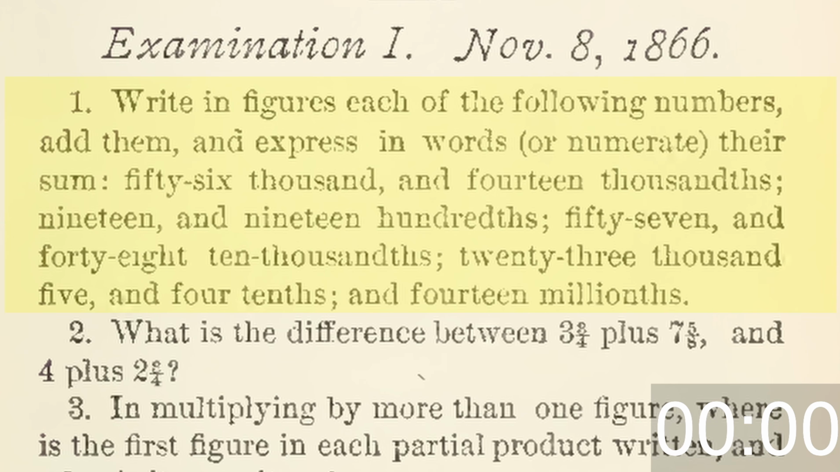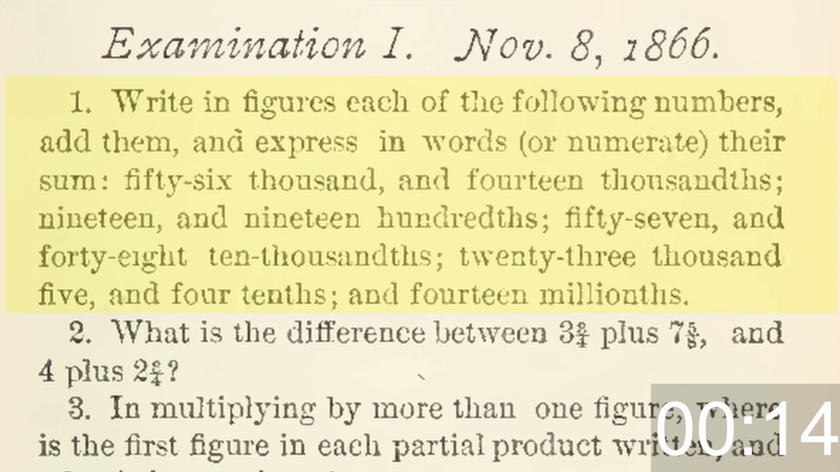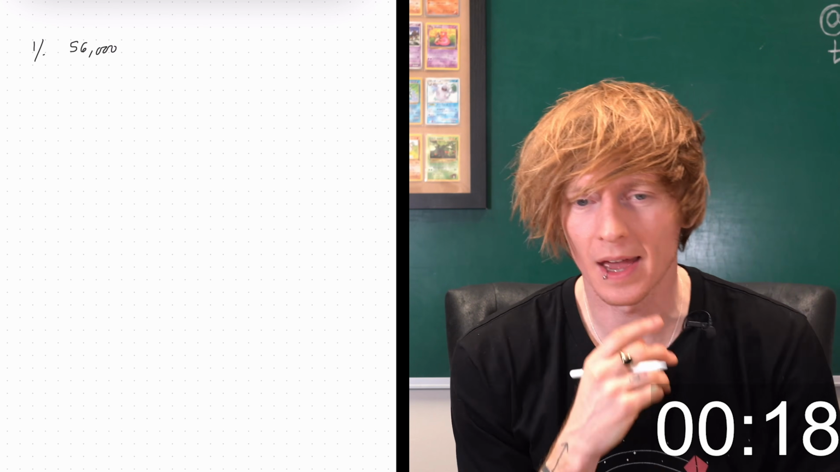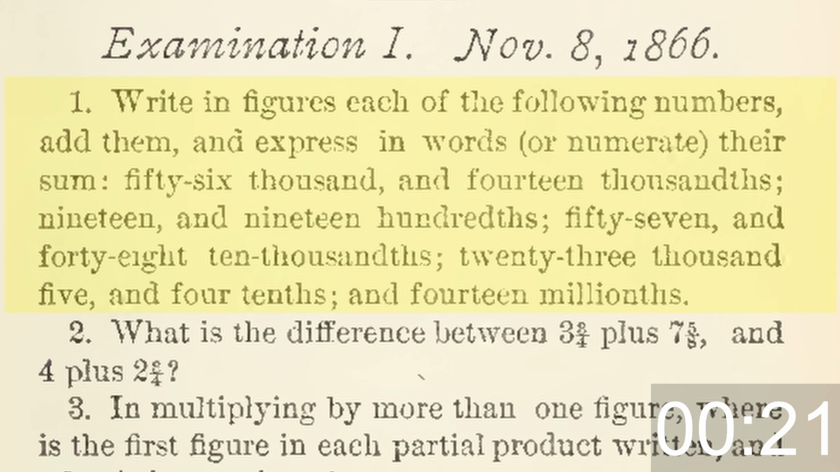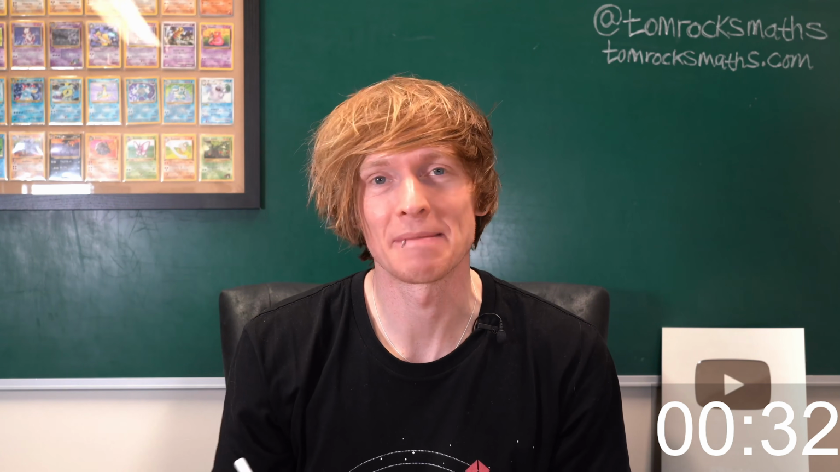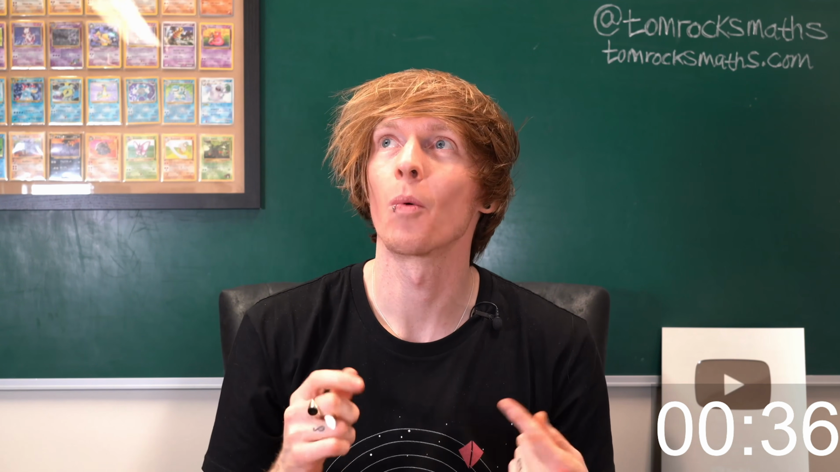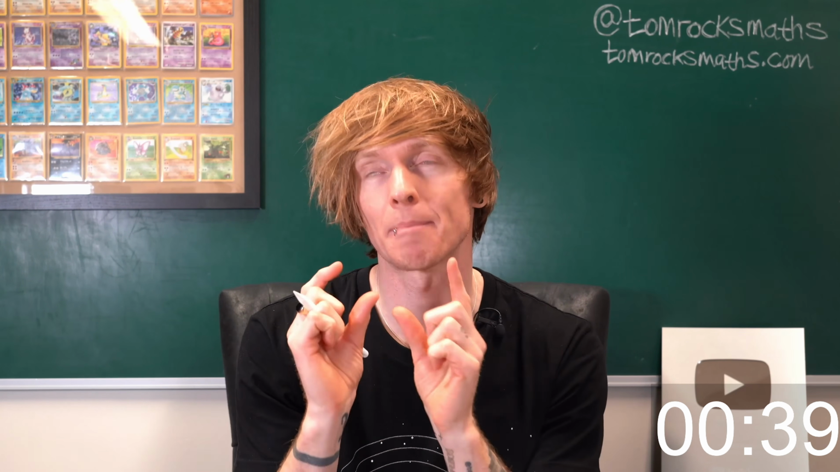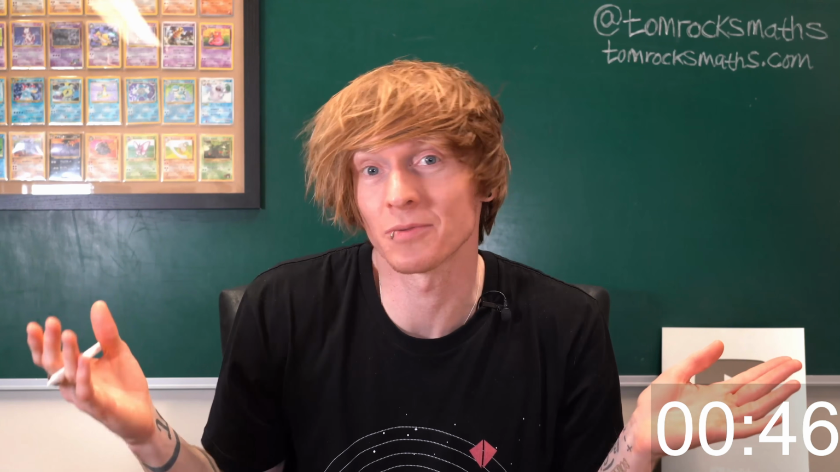Question 1. Write in figures each of the following numbers. Add them and express in words or numerate their sum. Okay, so what have we got? We have 56,000 and 14 thousandths. Now already I have no idea what a thousandth means in the language of 1866. In modern mathematical language, it would mean 1 divided by 1,000, 14 of those. So it's like part of a whole number. I'm going to use that definition. I have no clue if that's what I'm meant to do, but I can only interpret it as I see fit. So we'll go with that.